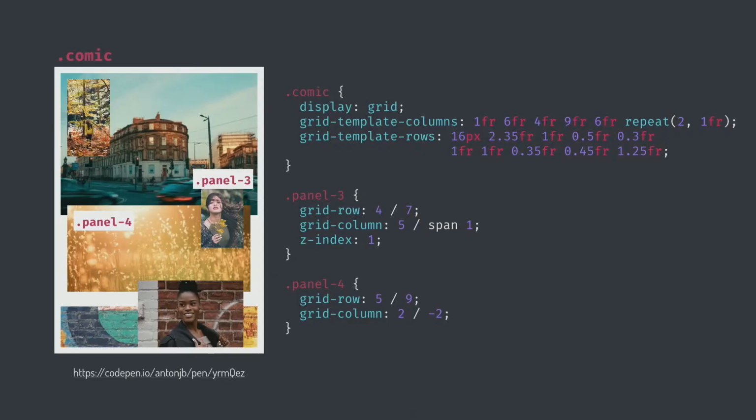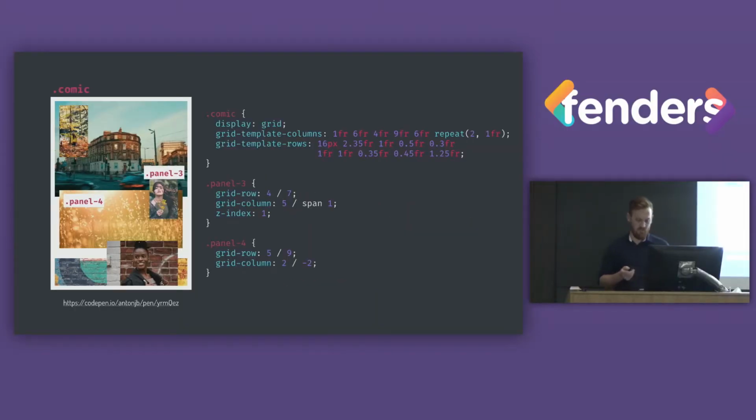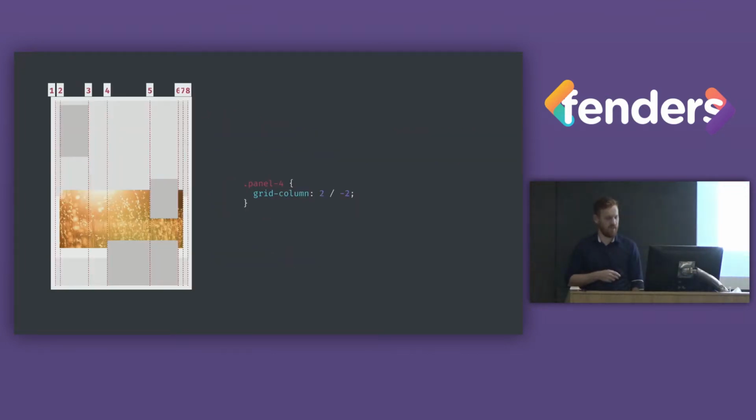So jumping back to our demo, with that panel 3, the grid row is 4 to 7, and then the grid columns 5, and you can span 1. The z-index brings it on top of everything else. Panel 4, we do the grid row 5 to 9, and something that I haven't shown yet is the grid column is 2 to -2. So what is happening with -2?